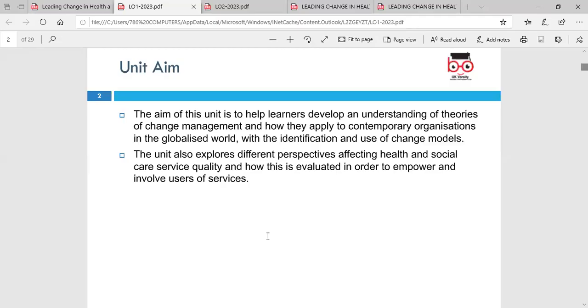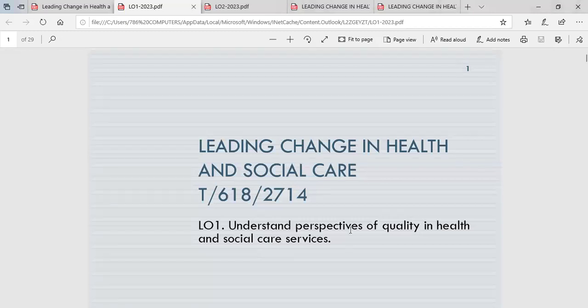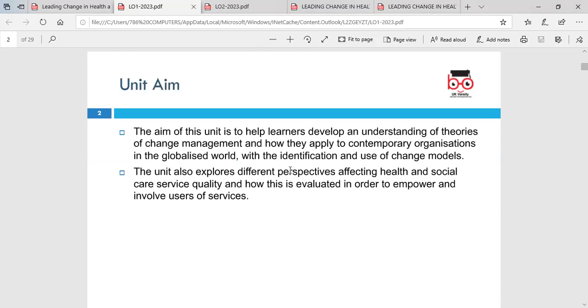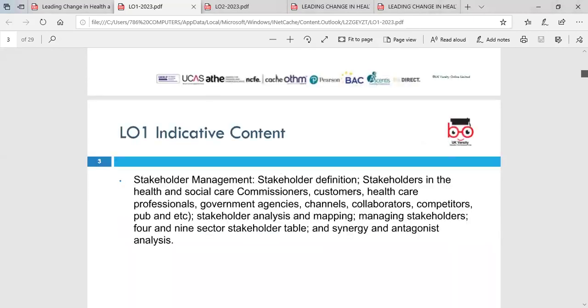So the first learning objective, if I share it with you. It's understanding the perspectives of quality in health and social care services. I hope my screen is visible to you. So this is the first thing that we'll talk about. This is the unit's aim: to develop an understanding of theories of change management and how they apply to different organizations. I'm not going to go into too much depth for this, just an overview of the content on these slides. Just quickly go through them.